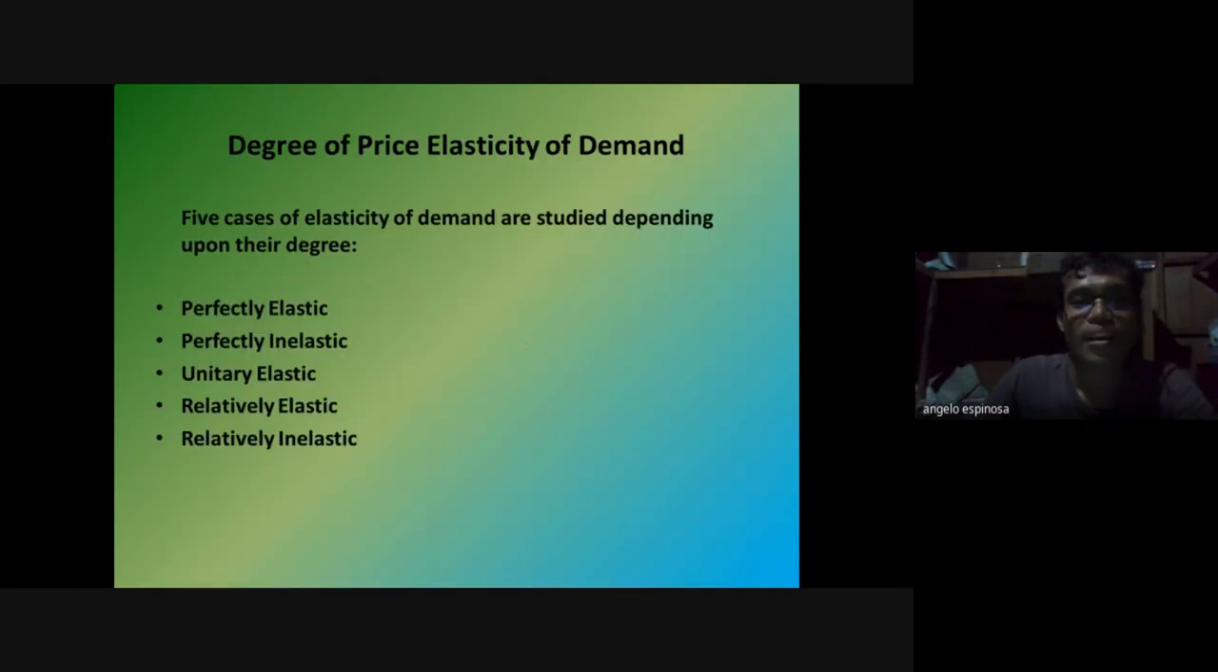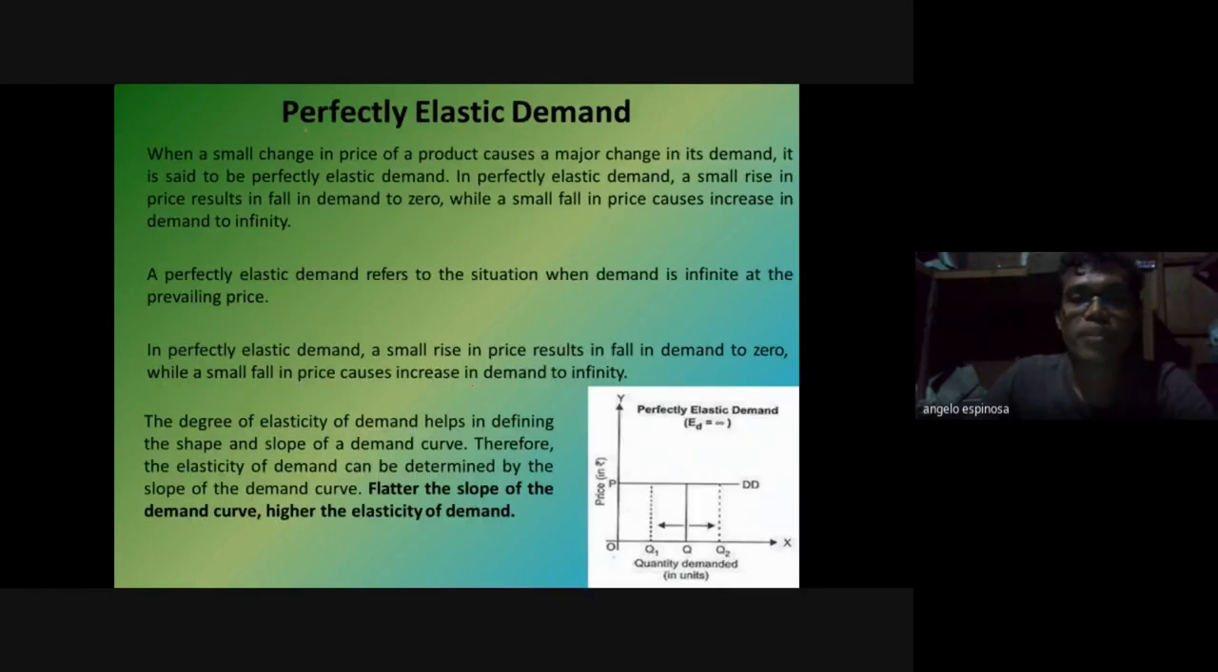And we have degree of price elasticity of demand. Yung degree pinag-usapan natin: we have perfectly elastic, perfectly inelastic. Magkaiba ha, inelastic ito, kanina is elastic. We have unitary elastic, relatively elastic, at saka relatively inelastic. So perfectly elastic demand. Ano ibig sabihin ng perfectly elastic demand? When you talk about perfectly elastic demand, meaning it is infinite.